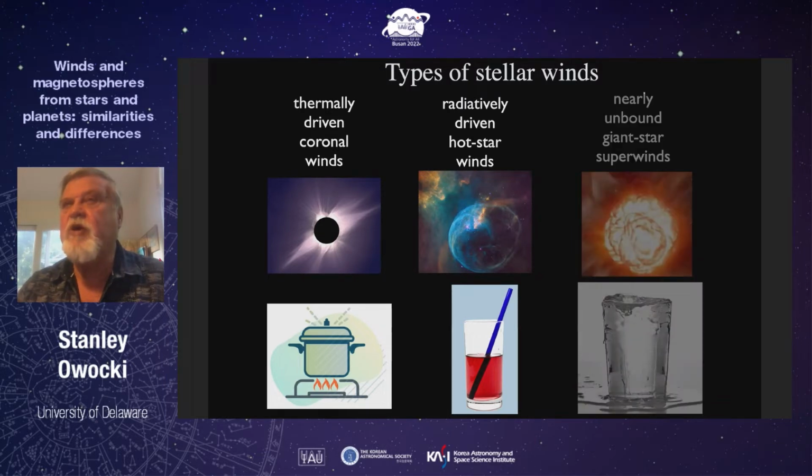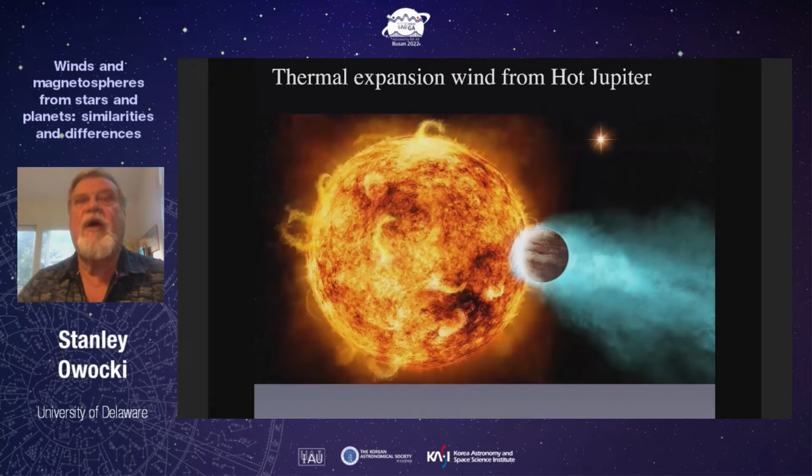Now, I won't be talking too much more about these giant star winds because they're kind of a topic apart. I actually even think they are better thought about in terms of stellar evolution rather than wind theory. And I'll be focusing instead on the two kinds of winds, the coronal winds from cool stars and the radiation-driven winds from hot stars. So let's move on to what kind of mass loss can occur from planetary winds.